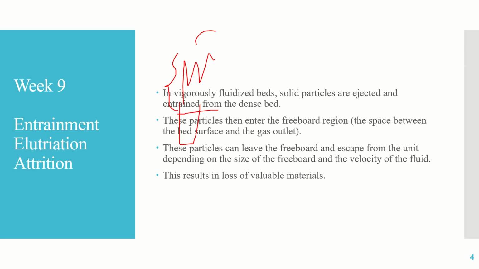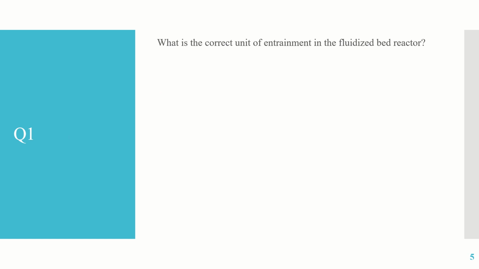Now we'll start with this week's problem. Question 1: what is the correct unit of entrainment in the fluidized bed reactor? So what is entrainment? It is a carryover of solids. What are the units given? Option A, kg per meter cube per second cube; option B, kg per meter square per second square; option C, kg per meter cube per second; or option D, kg per meter square per second.